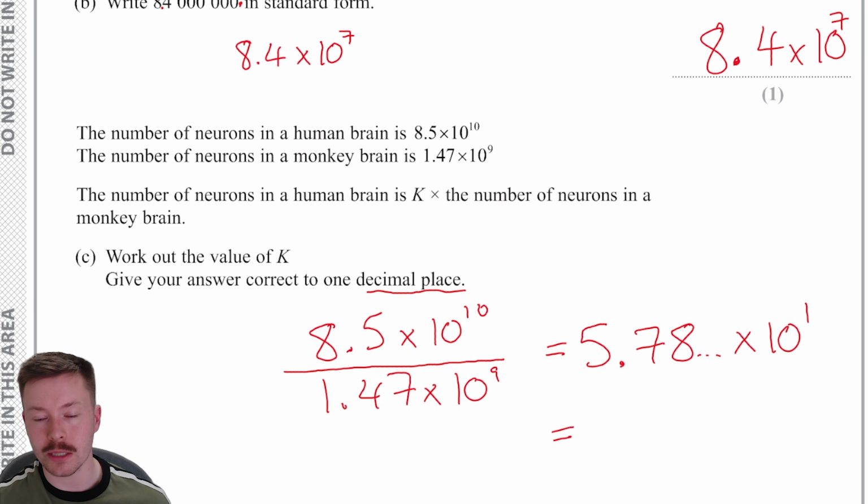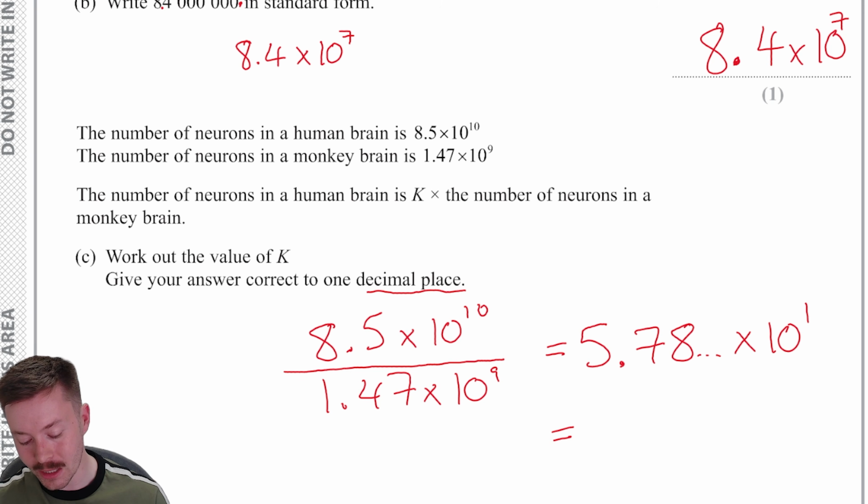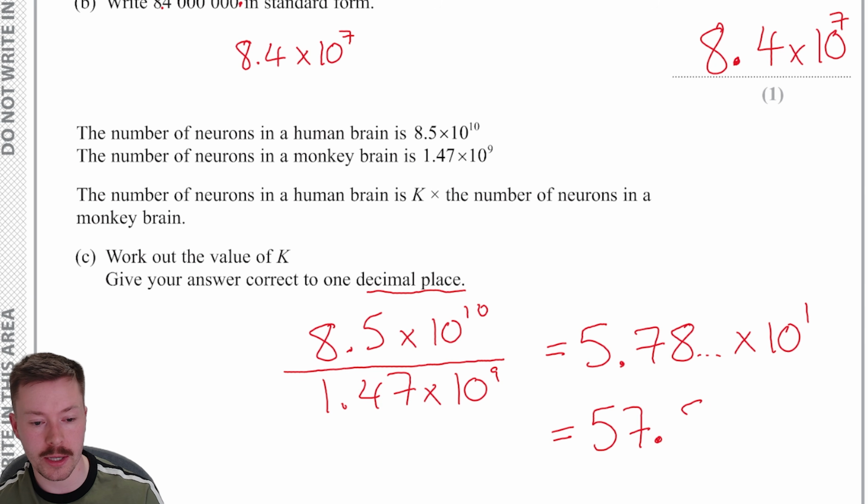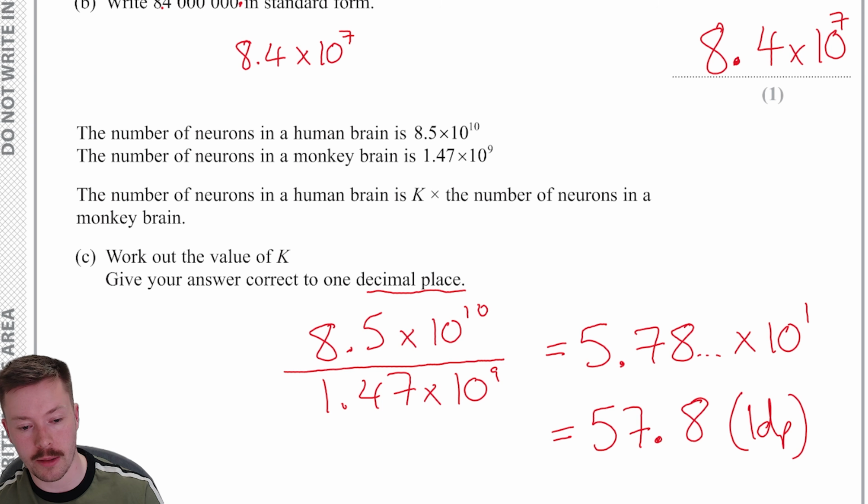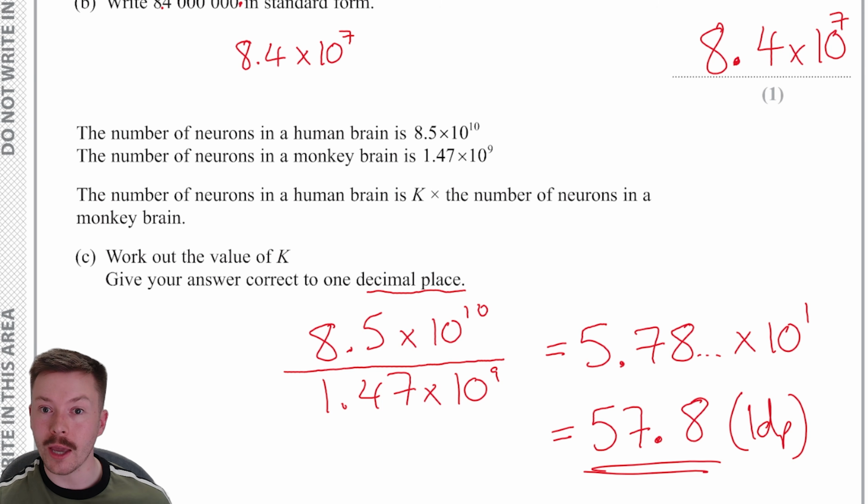Now, what that means is we need to times this 5.78 by 10 once to get the actual value for k. So I'm going to times by 10 on my calculator, and I'm going to get 57.8. Okay, it's 0.82, so it rounds to 0.8 to one decimal place. Okay, and that is our value for k.